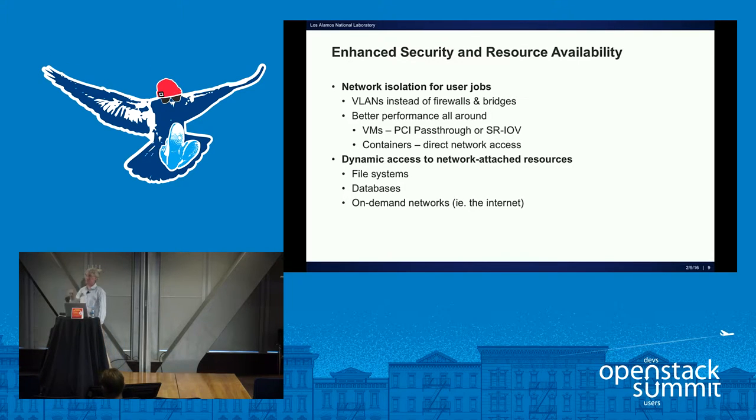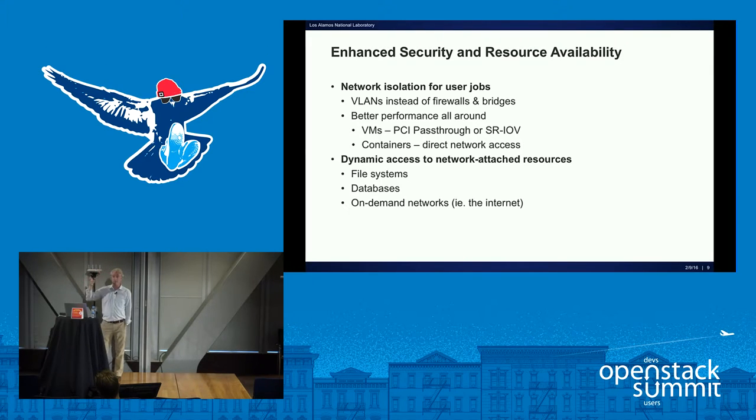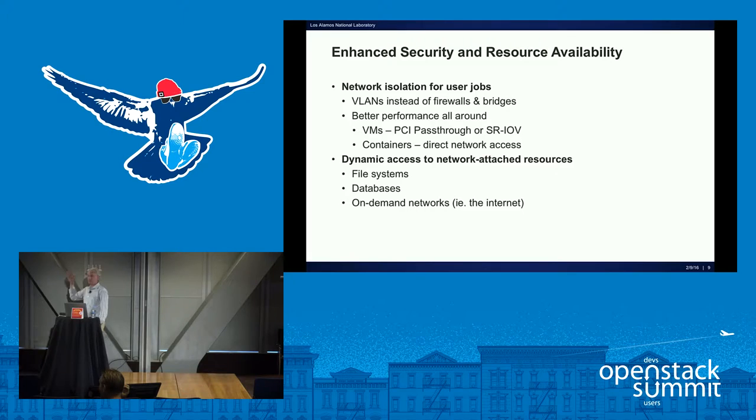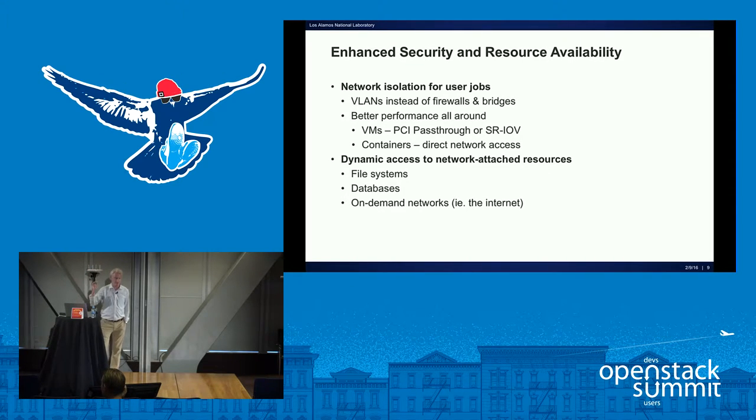So we want to use VLANs instead of firewalls and bridges. The hardware supports this. Our switch hardware supports it. Let's take advantage of it. We're going to get better performance all around. Even if we're going to run a VM, we're going to run a Charlie Cloud VM, in this mode of operation we can give the VM access to the hardware via PCI pass-through or SRIOV. The network itself is going to isolate this job and only allow it to have access to what it should have access to. And then this should open up the possibility of dynamic access to network-attached resources. So file systems, databases, on-demand networks.